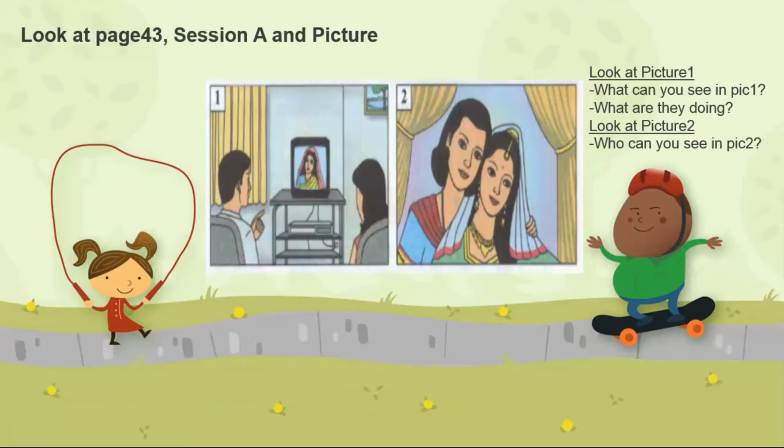Yeah, you see the two people talking or watching the television, right? Yeah, and they are watching the television, right? And number two, who can you see in the picture? Yeah, two beautiful women, maybe the queen and her mother, or something else.